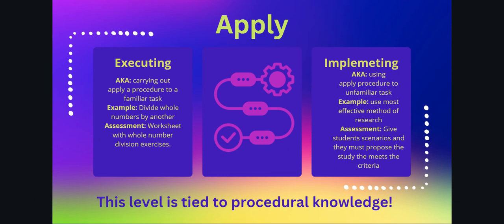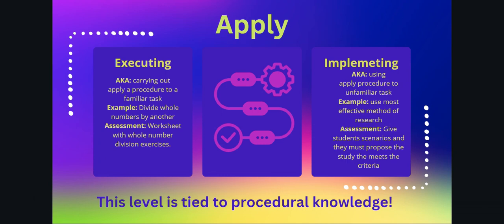Apply is this next level, and it requires learners to procedurally work through problems and exercises. The cognitive processes include executing, which is carrying out procedures for a task, and implementing, which is applying procedures to an unfamiliar task. Executing is then seen to rely on retaining information, and implementing relies on the transfer of information. And both use some understand as well as the apply cognitive processes.